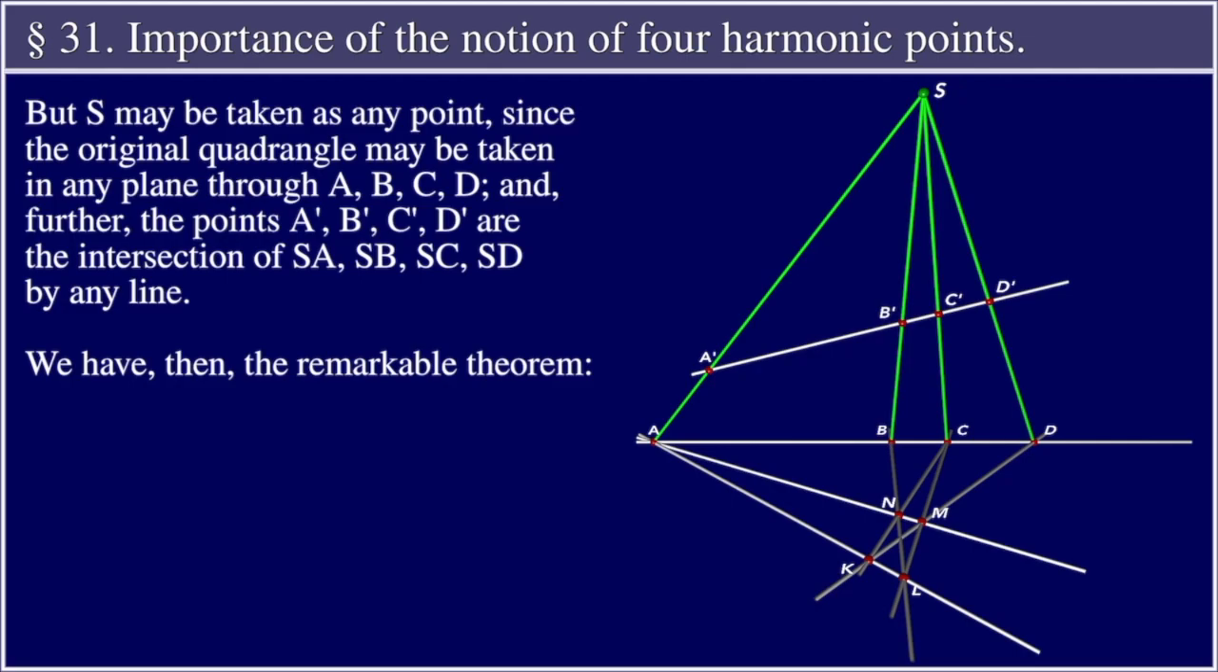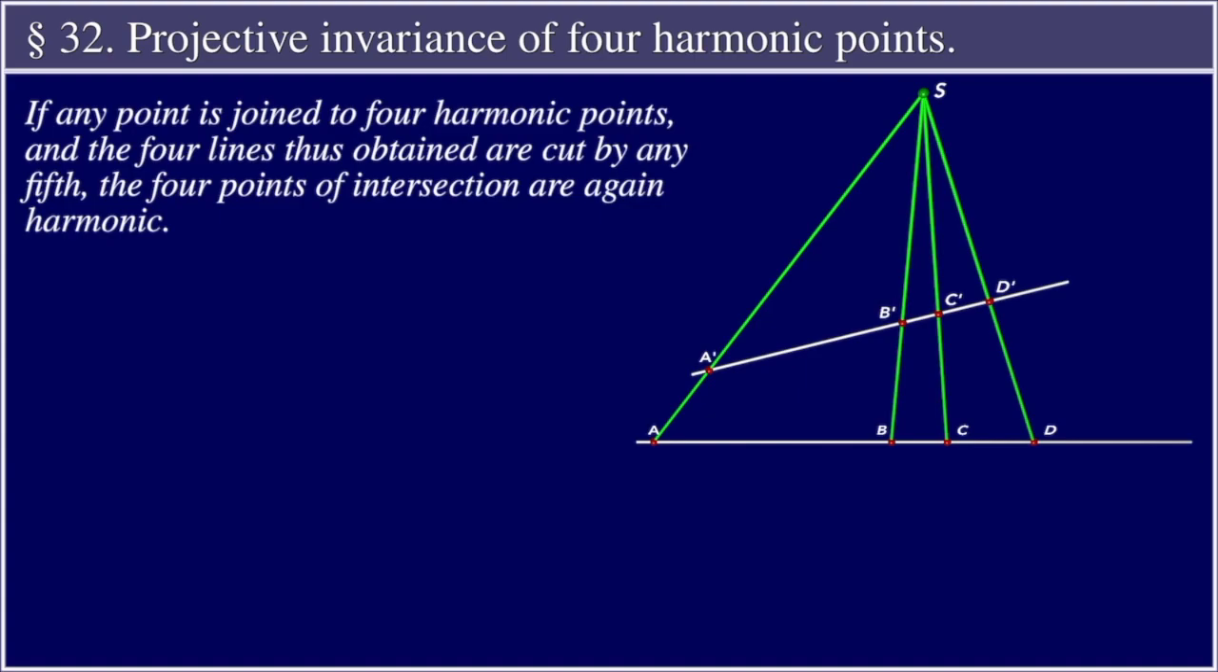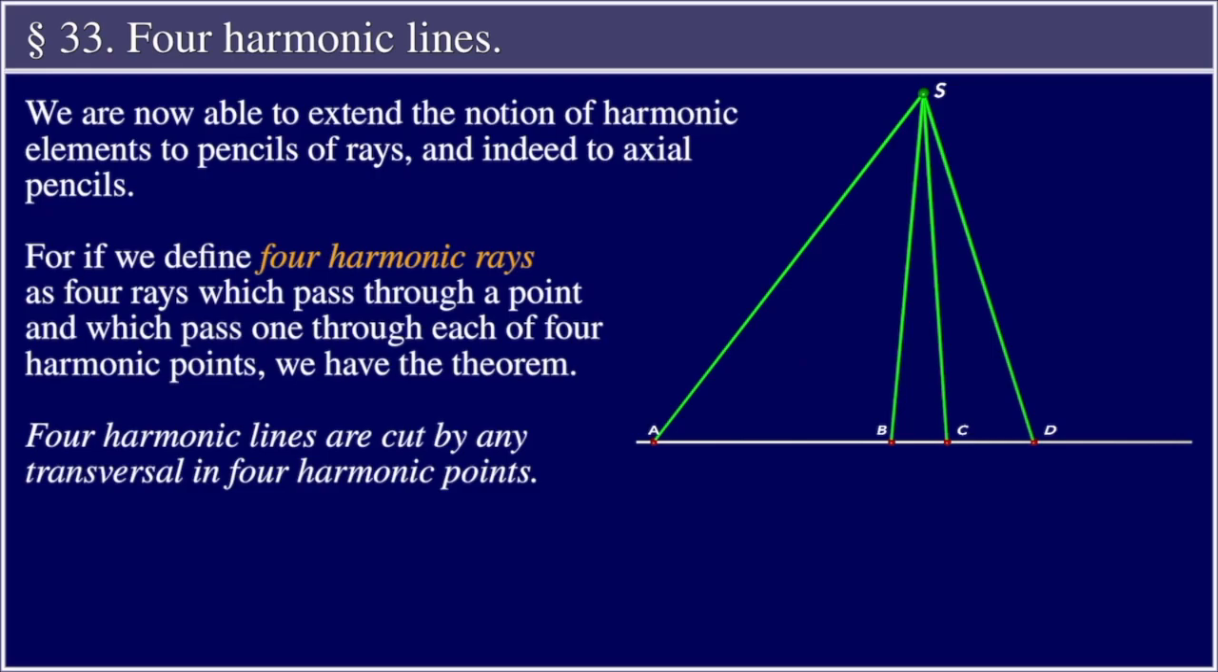Section 32. If any point is joined to four harmonic points, and the four lines thus obtained are cut by any fifth, the four points of intersection are again harmonic. Section 33. Four harmonic lines.